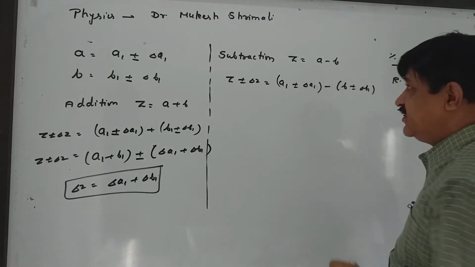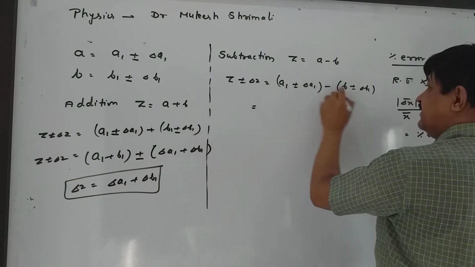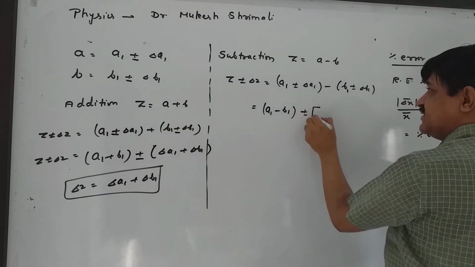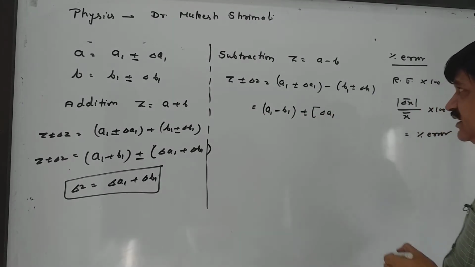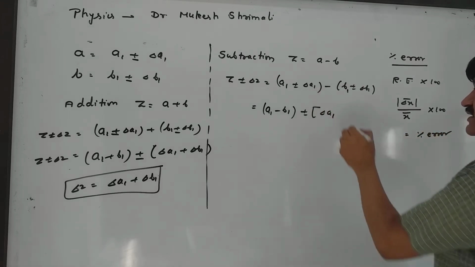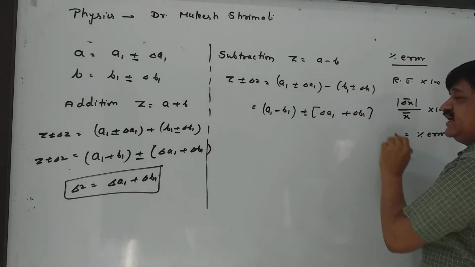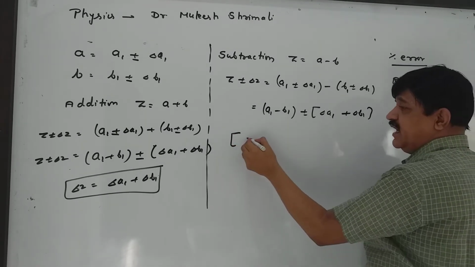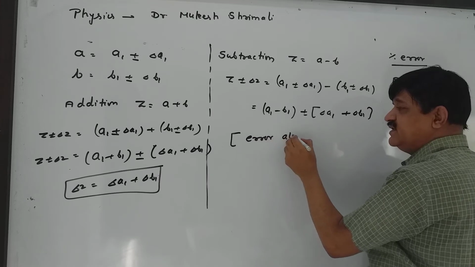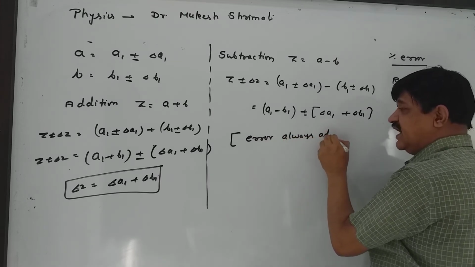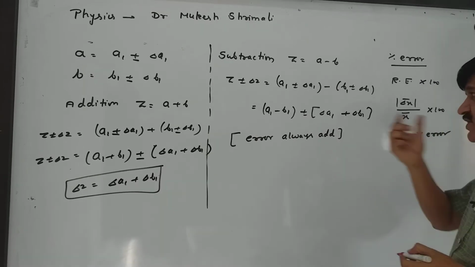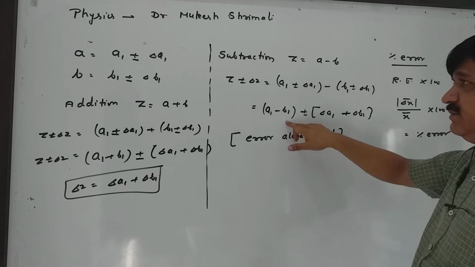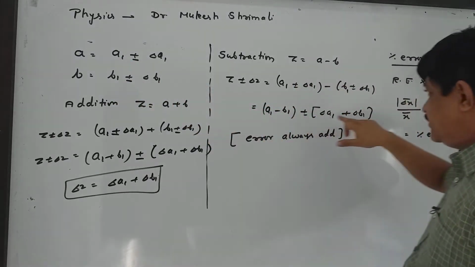This is the first part. Now you can put a1 and b1. So the value a1 minus b1 must be here, plus minus del a1 plus del b1. Be careful, the error part always adds. Even in subtraction we need to add these two. So here I am writing an important note: error always adds. Whether it is subtraction or addition, we will always add the error part.